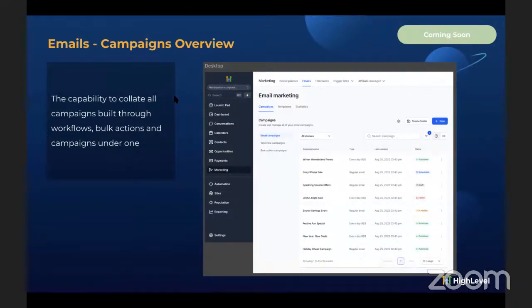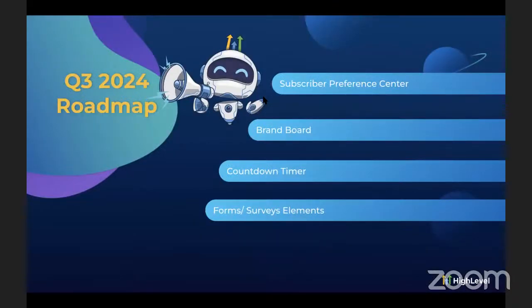So this is done. Then, talking about the other things that we have in our list. One is the subscriber preference center. Now, this is what we are working on as of now.